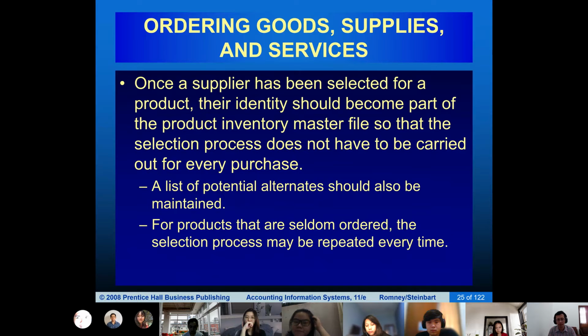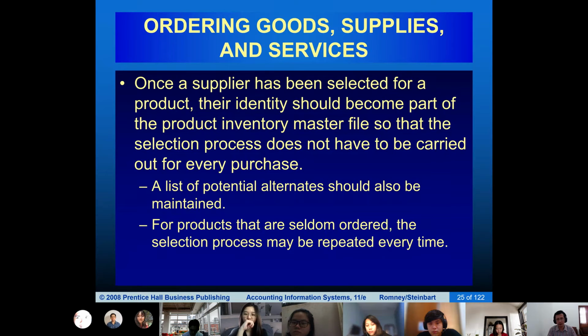Once the supplier has been selected for a product, their product should be part of the inventory master file, or the popular name for that master file is e-catalog, or electronic catalog. So once the supplier is selected, their product along with the price will be in the e-catalog.